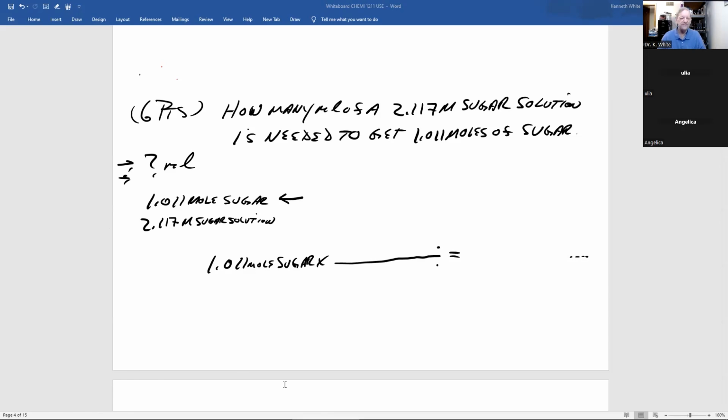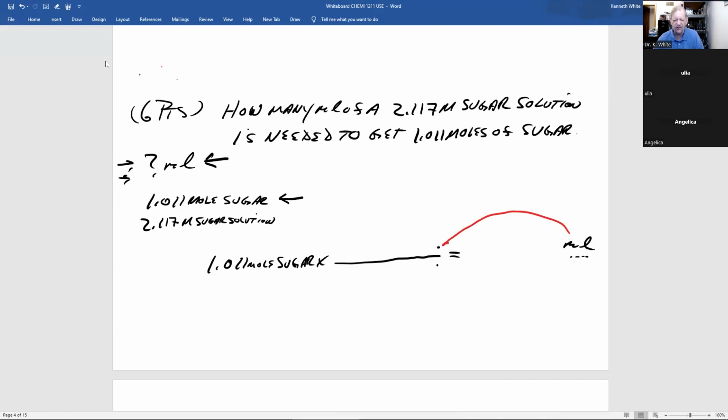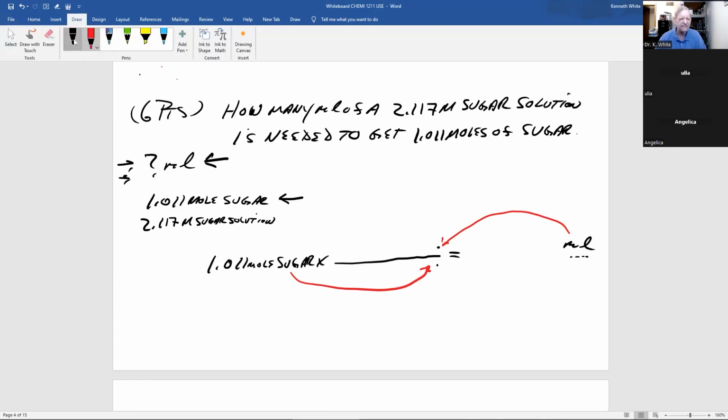Wow, you are. So what units are we trying to get to? Well, it's right here, milliliters. And now I'm going to use my good friend, unit analysis. Whatever I'm trying to get to, the units go on top of the ratio. Whatever I'm trying to get rid of, the units go underneath. And I'll write those in.